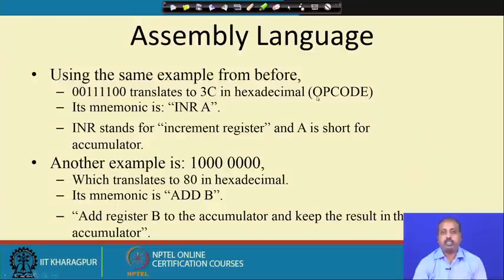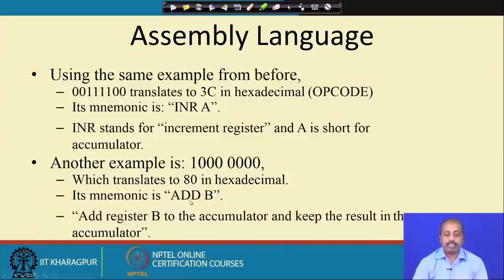This 3C value is called the operation code. It will tell the processor what operation is to be done, and that is why it is called opcode or operation code. And this A is called the operand, and INR is the mnemonic. Now, for example, take this bit sequence 10000000. This is 80 in hexadecimal. 80 is the opcode, and the corresponding mnemonic is ADD B.